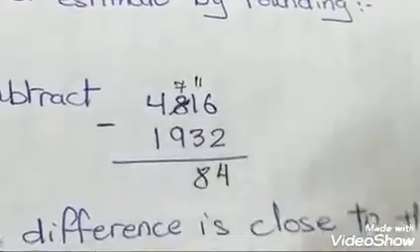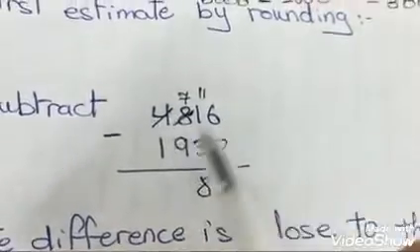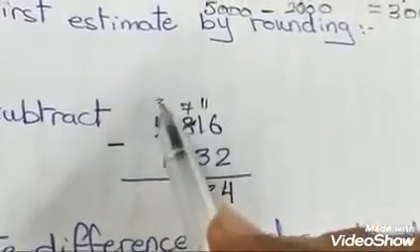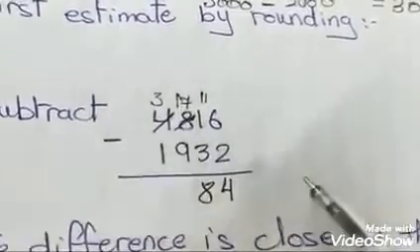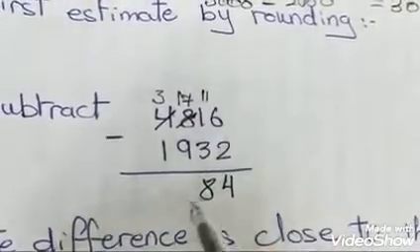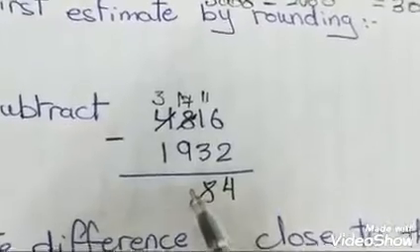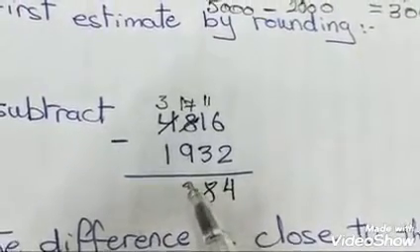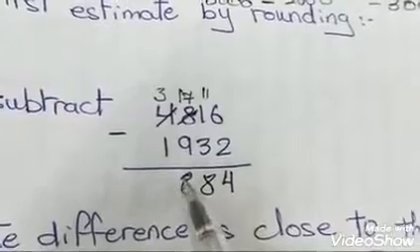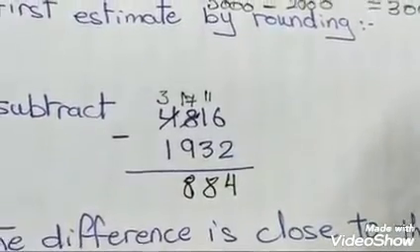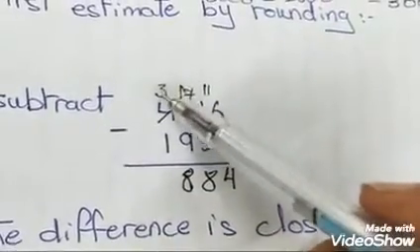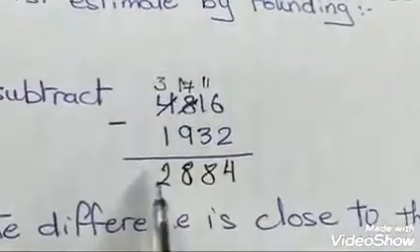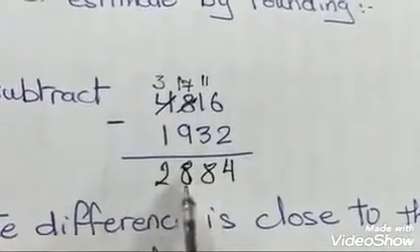7 minus 9 can't be, so I have to borrow 1 from the thousands digit. This will be 3, and this one will be 17. 17 minus 9 equals 8. Then subtract the thousands digit. 3 minus 1 equals 2. The exact final result is 2,884.